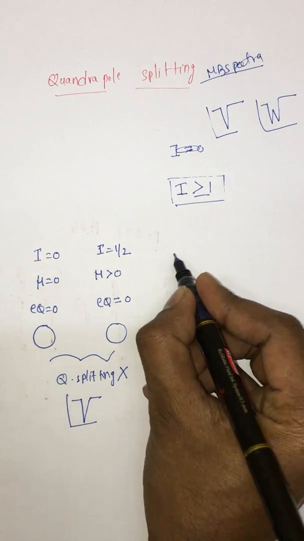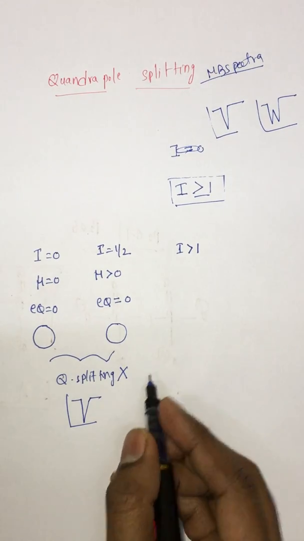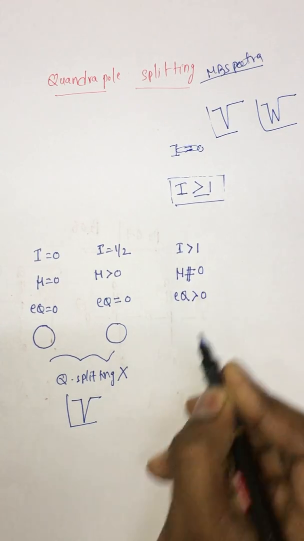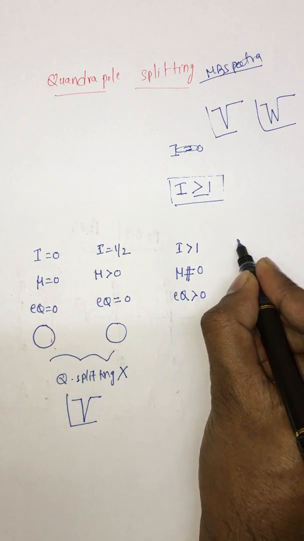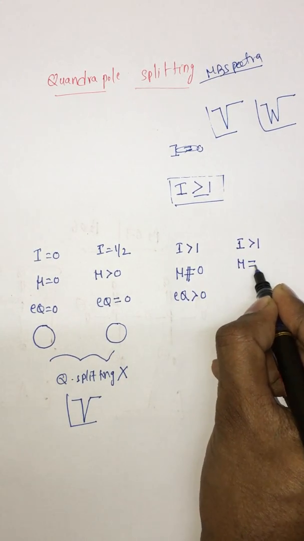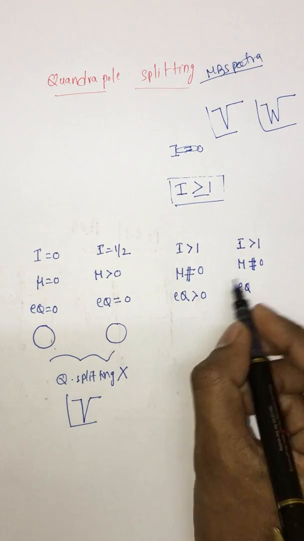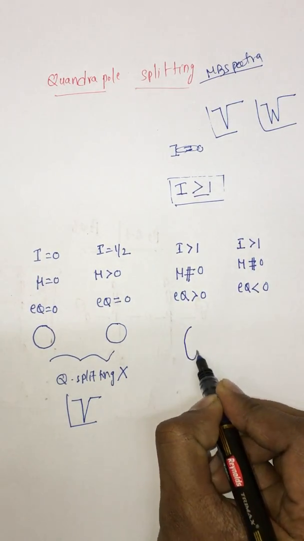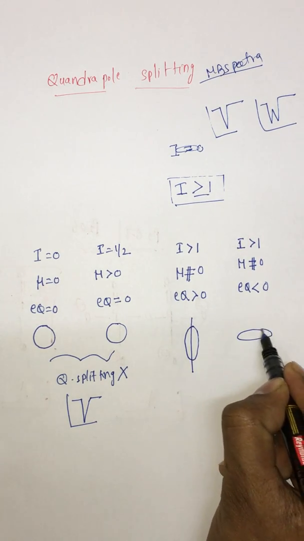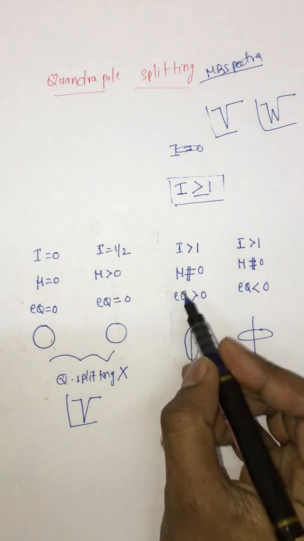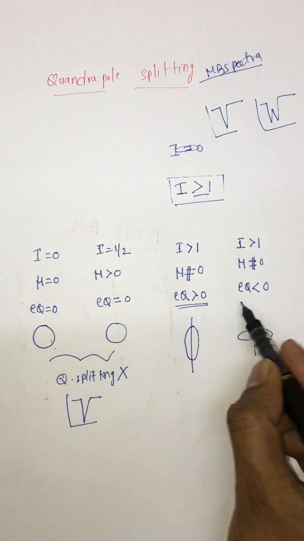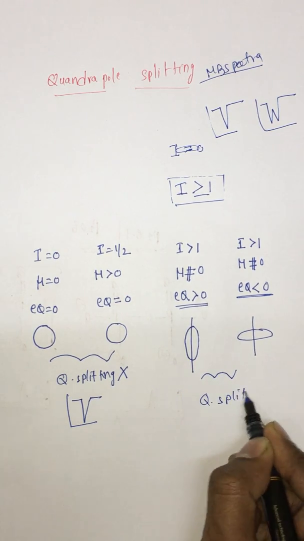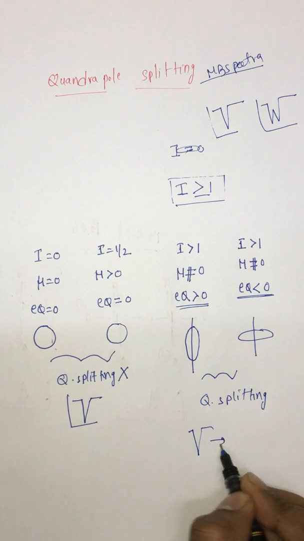Another 2 possibilities are when I is greater than 1. In this case, the quadrupole moment is not equal to 0 and EQ is greater than 0. This is one possibility. Another possibility, when I is greater than 1, is that the quadrupole moment is not equal to 0 and EQ is less than 0. In both cases, this is along the axis and this is perpendicular to the axis. Along the axis we will see a quadrupole moment greater than 0, and perpendicular to the axis we will see a quadrupole moment less than 0. In these 2 cases we will see the quadrupole splitting, and instead of a singlet we will get a doublet.